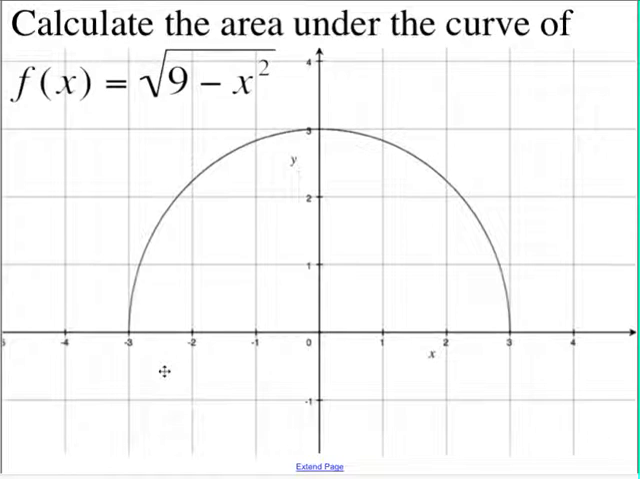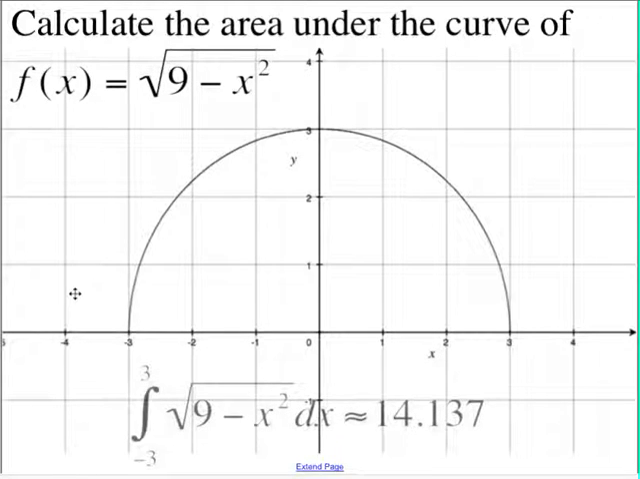So I told one of you to use a definite integral to calculate the area of the semicircle under the curve, and your definite integral should have looked like this, negative 3 to 3 of the square root of 9 minus x squared dx, and you got 14.137. The other one of you calculated this area most likely using the formula pi r squared, which is the area of a circle, and then just dividing it by 2 since it's a semicircle, and your answer should have matched up.